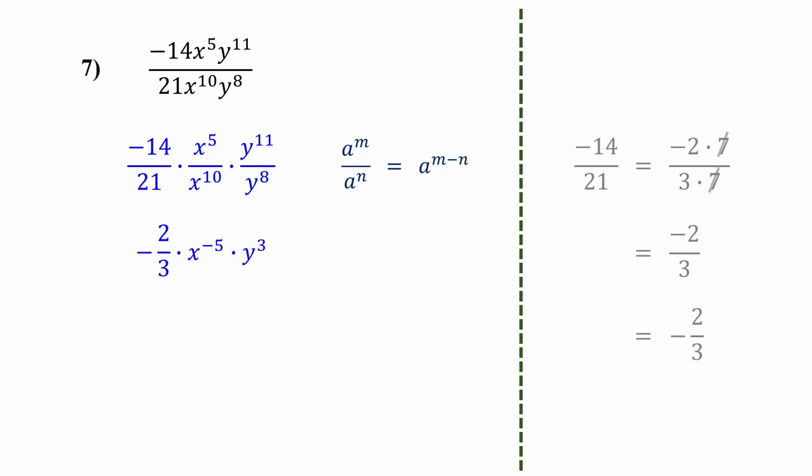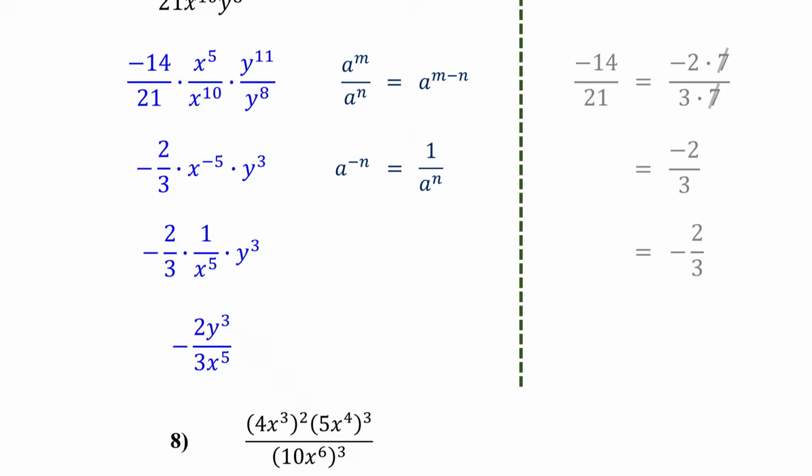We're not done yet. The expression is not fully simplified until all exponents are positive. So we need to rewrite the x term. We take the reciprocal and make the exponent positive. So x to the -5th becomes 1 over x to the 5th. Therefore, this is your simplified expression.